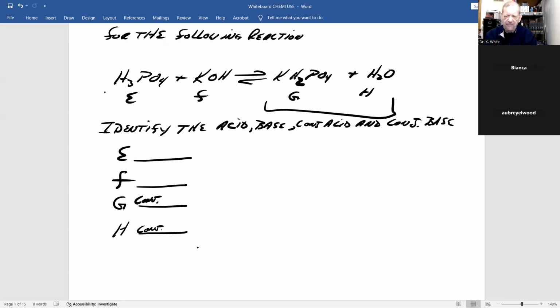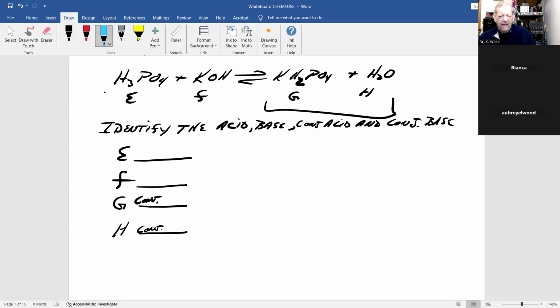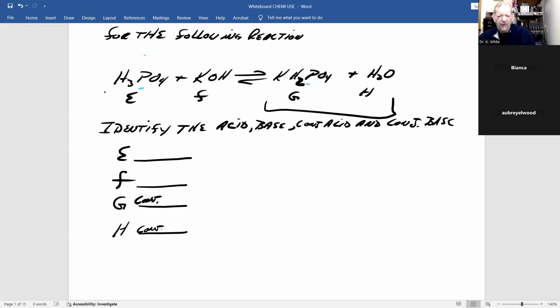Now, what is a conjugate pair? That's something that differs by one hydrogen. Ignore the alkali metals or alkaline earth metals. So if we look at this, here we have a phosphorus, here we have a phosphorus. So that's got to be a conjugate pair. And that leaves this to be the other conjugate pair. F and H, ignoring the potassium, only differ by a hydrogen. Same thing, E and G.